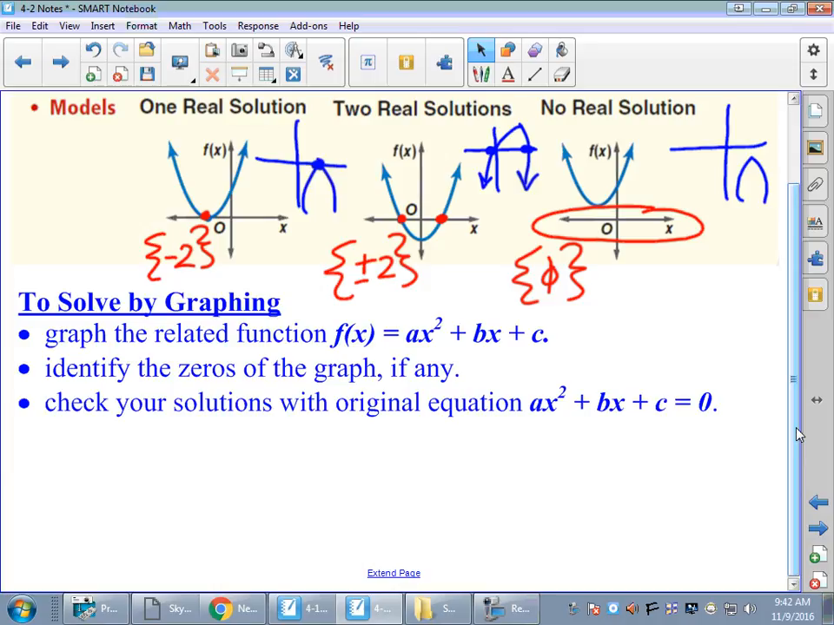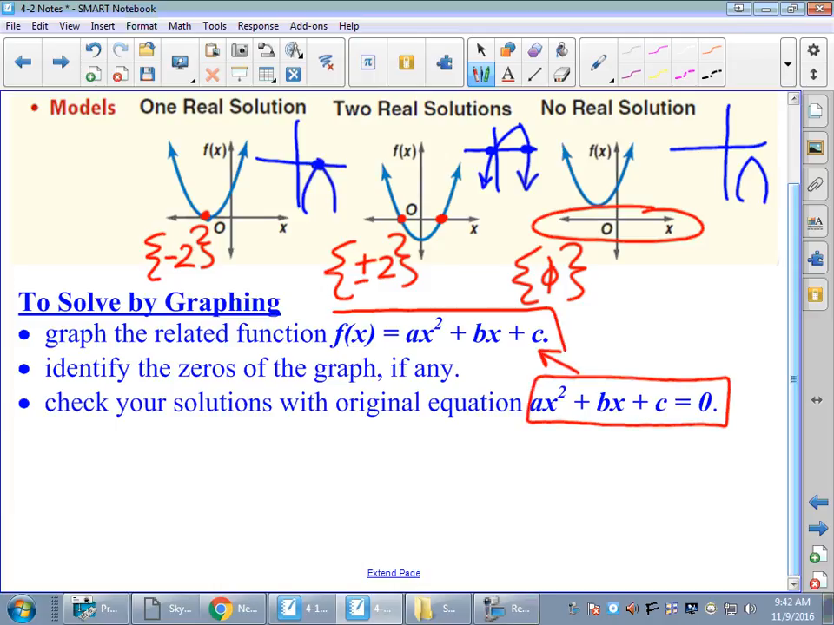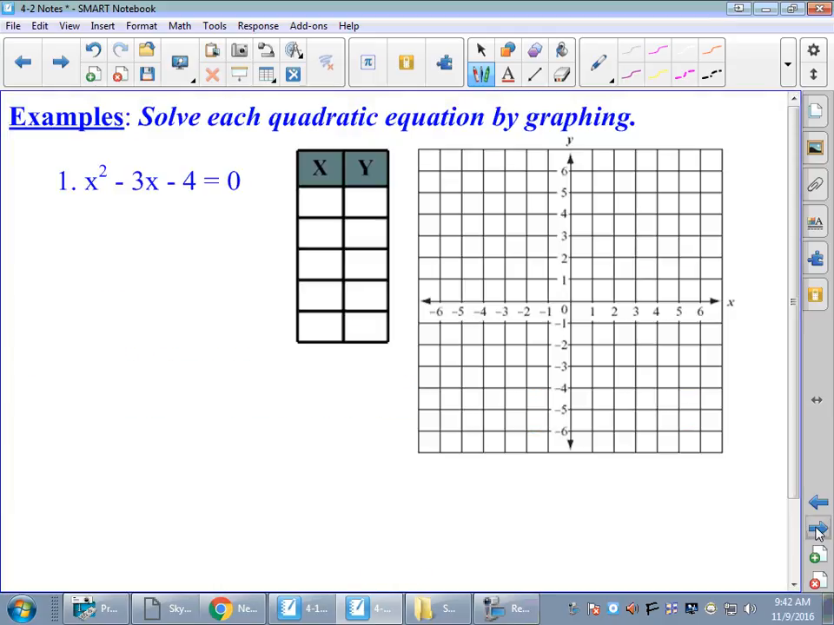Now the difference here, okay, this is a little confusing. They're going to give you something that looks like this. And what we're going to do is change it, get rid of the 0. So we're going to go back to what we had before when we were graphing. So we're solving, but in order to solve, we got to change that 0 back to a y value. So it's kind of confusing that way. Let's go ahead and give it a shot.